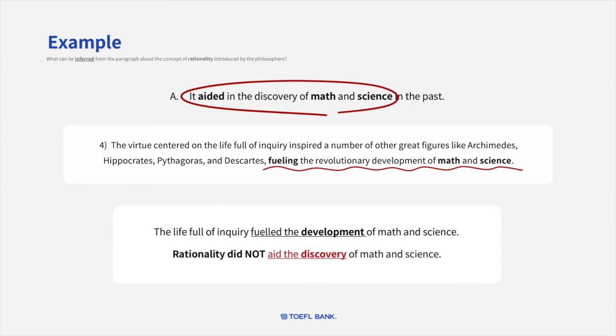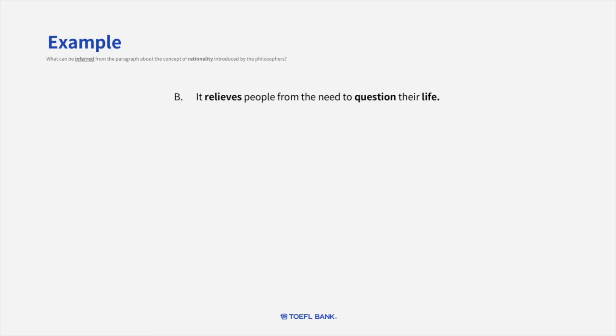Rationality did not aid the discovery of math and science. A is an incorrect answer choice. B: It relieves people from the need to question their life. Relieves, question, life are the keywords. It's the same sentence as A.